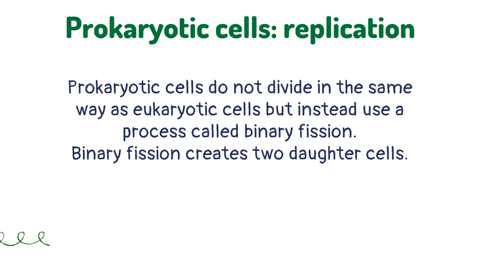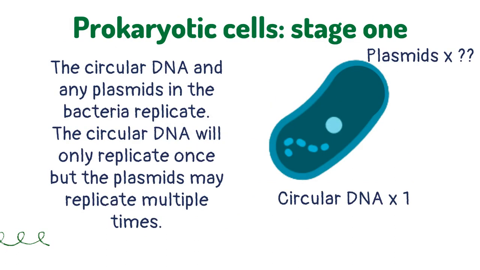Prokaryotic cells do not divide in the same way as eukaryotic cells but instead use a process called binary fission. Binary fission creates two daughter cells. The circular DNA and any plasmids in the bacteria replicate. The circular DNA will only replicate once, but the plasmids may replicate multiple times.